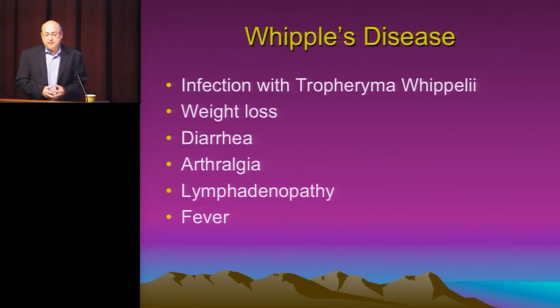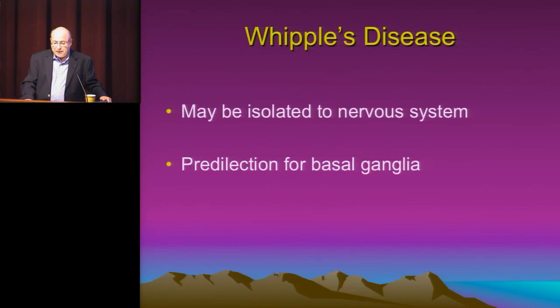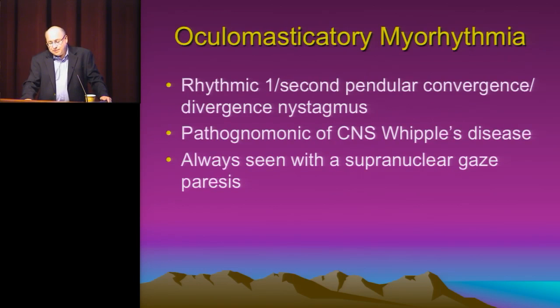So Whipple's disease is an infection with Tropheryma whipplei, which presents with weight loss, diarrhea, joint involvement, lymphadenopathy, and fever. But it can also be isolated to the nervous system with a predilection for the basal ganglia. And the classic finding in Whipple's disease is called OMM, or oculomasticatory myorhythmia.